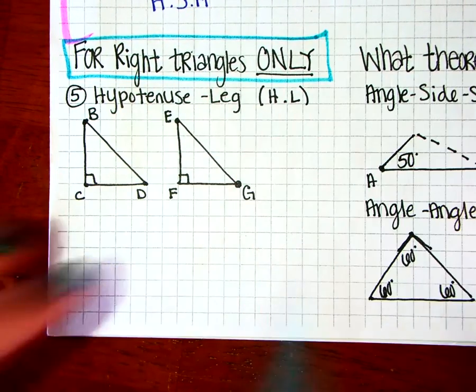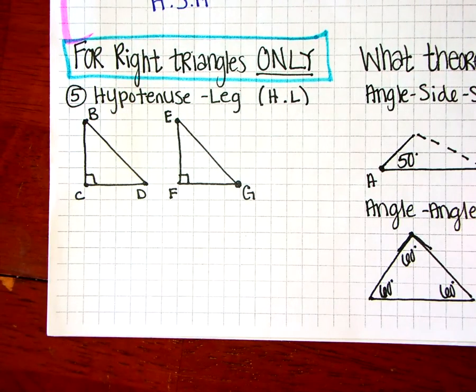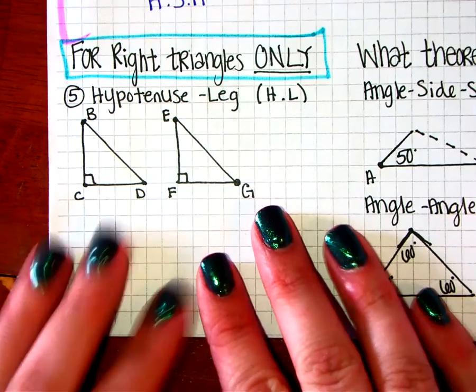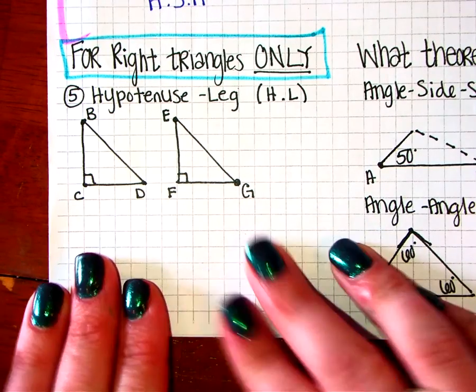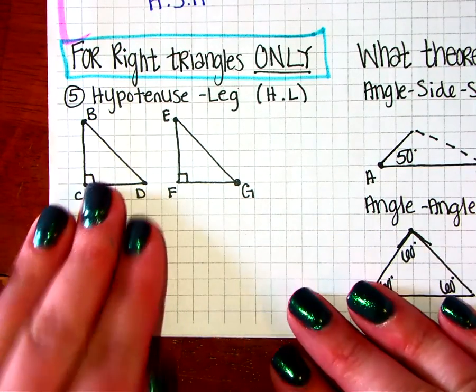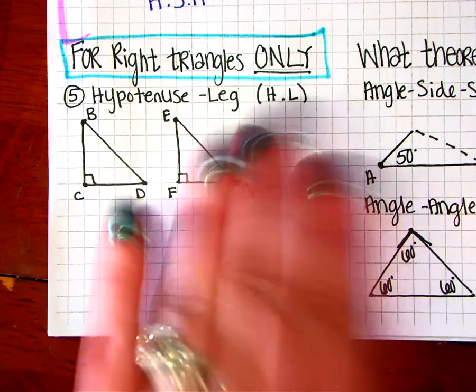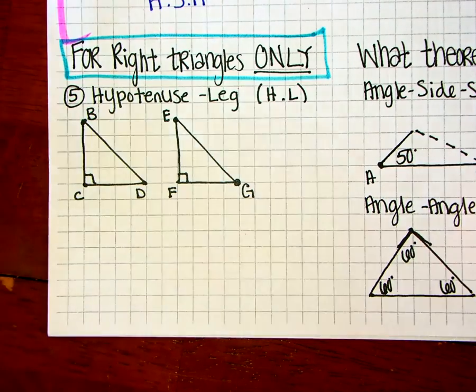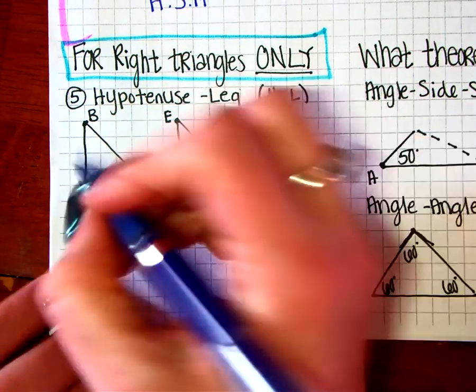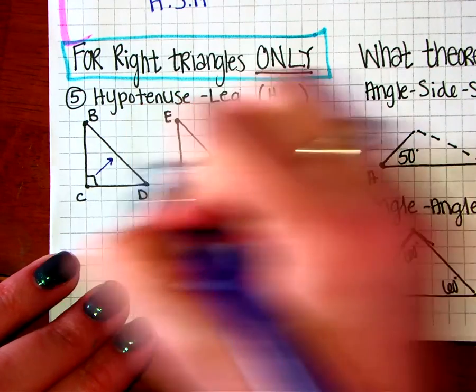Hypotenuse leg, only for right triangles, because those are the only triangles that have a hypotenuse. So in a right triangle, the hypotenuse leg theorem says if a hypotenuse and a leg of one right triangle are congruent to the hypotenuse and leg of another right triangle, then they are the same. So let's go ahead and label. The hypotenuse we should know is across the 90.